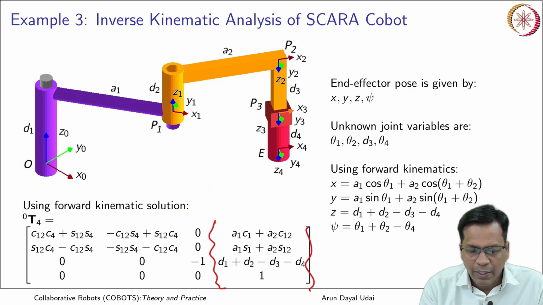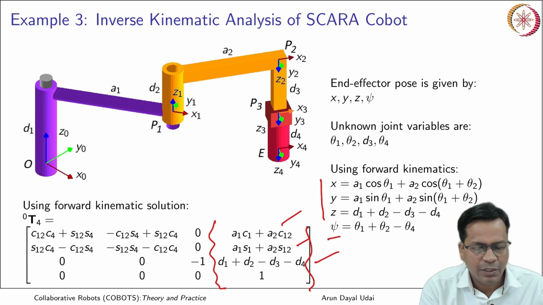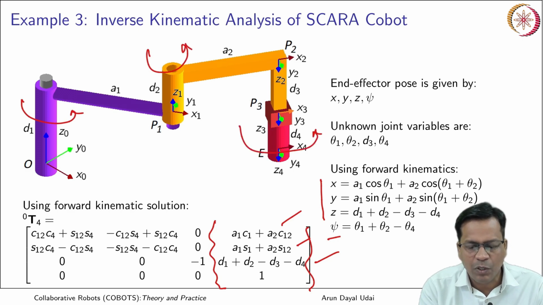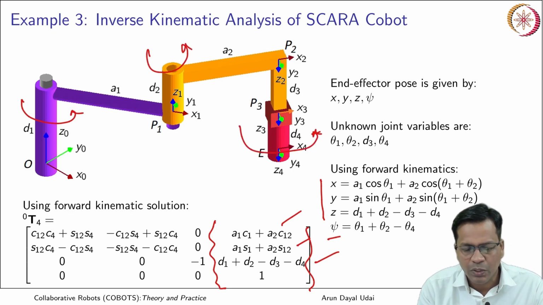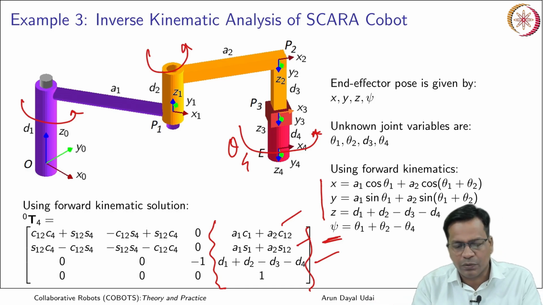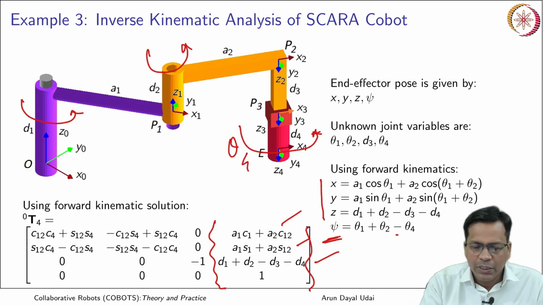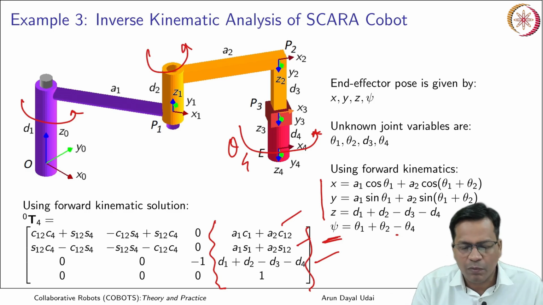So you have x, y, z, and you have psi, which is nothing but the sum of all the angles. So that is theta 1, theta 2 and theta 3, the sum of all the angles will actually make it psi. But in case of theta 4, it is actually counterclockwise, which is positive because it is pointed downwards. So if you look from the top, it is like this. So that makes it negative here. Okay. So now I'll use this to solve the inverse kinematics.